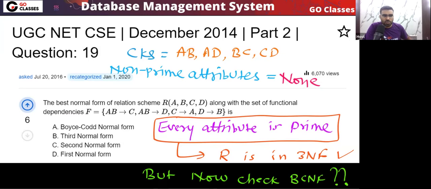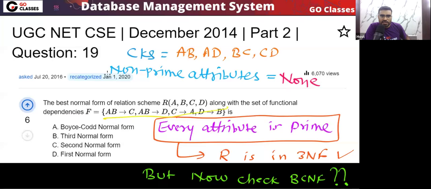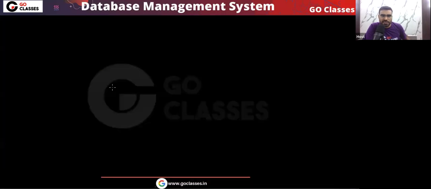Okay, so in this question, we have checked for 3NF. It will be 3NF, because every attribute is a prime attribute, so this relation will be in 3NF. Now check BCNF or not. For BCNF, you just look at these functional dependencies, just look at the LHS. Is the LHS a super key?